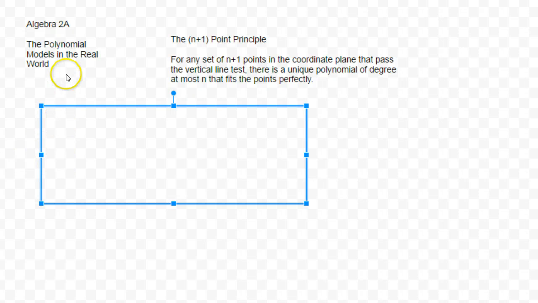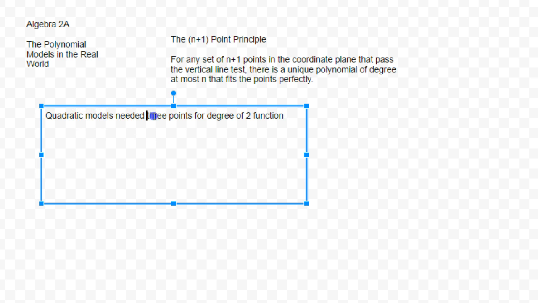Alright, so taking a look at this one. Today we'll be talking about polynomial models in the real world, which follows the same policy as what quadratic models did. Okay, so for quadratic models, we needed 3 points for a degree of 2 function. In other words, a quadratic. Okay.